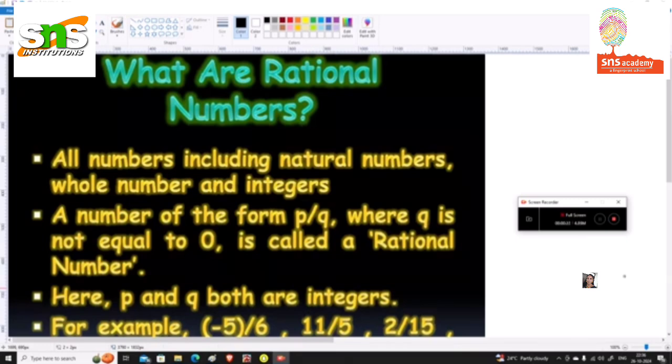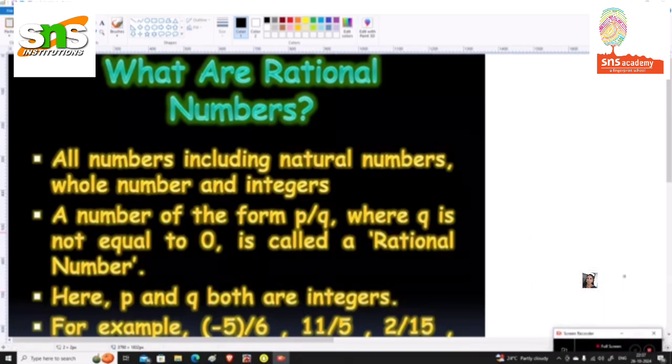What do you mean by rational number? What is the correlation between the natural number and the rational number? Natural number and the whole number and the rational number, integers and the rational number. Everything we are going to learn clearly in this playlist. Okay, now what do you mean by rational number?